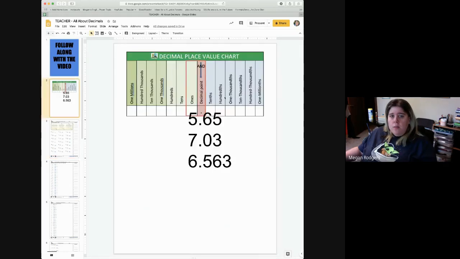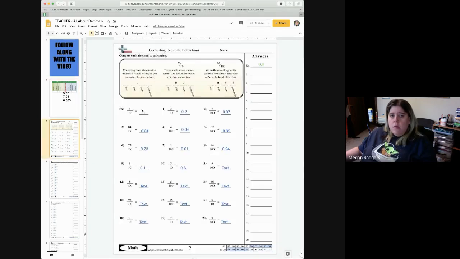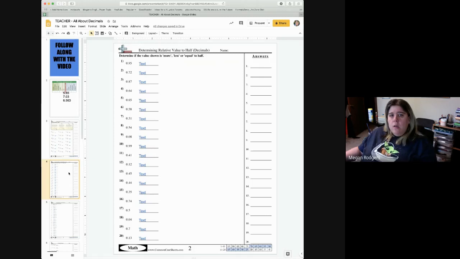So far we've talked about how to name our decimals. We've converted basic fractions into decimals. Hopefully you've completed this. And so now we're going to move on to comparing fractions to a half.